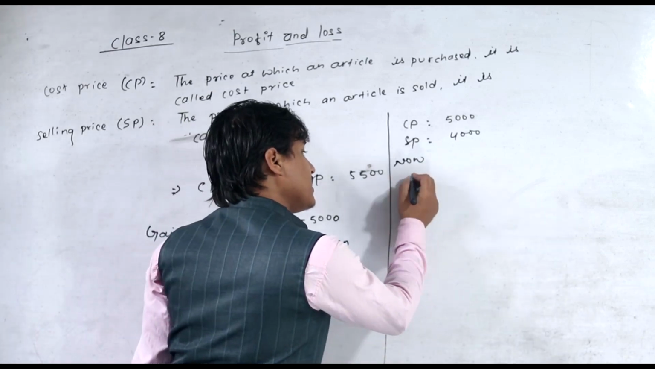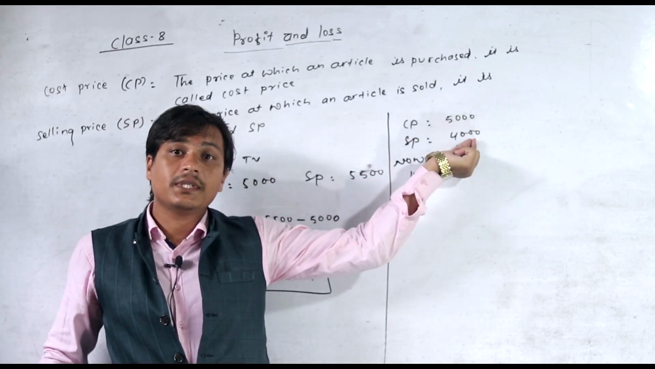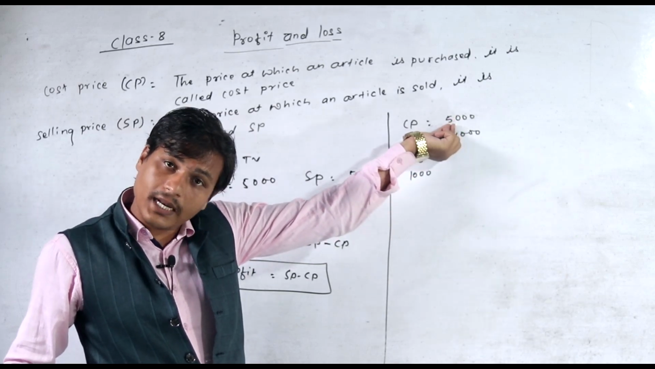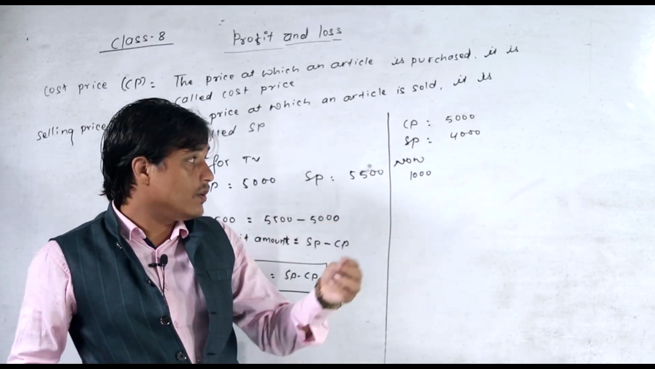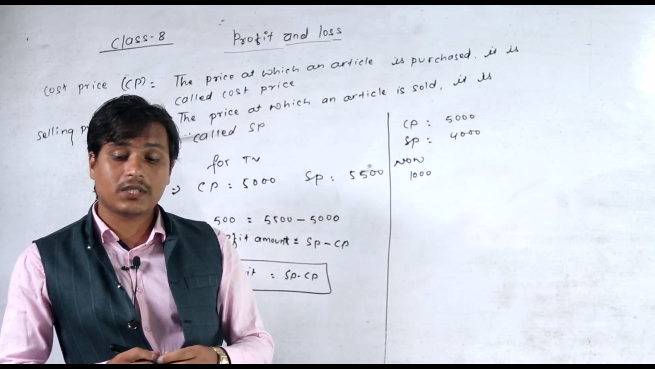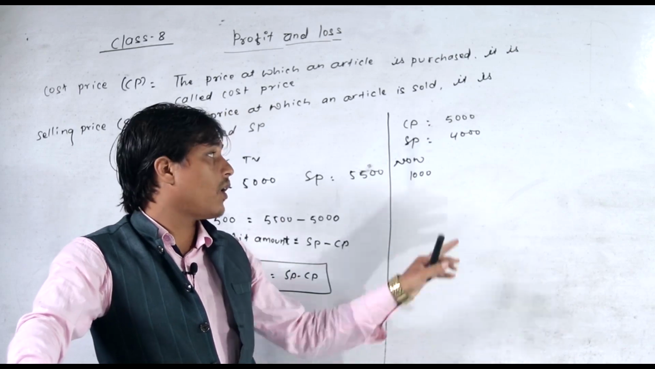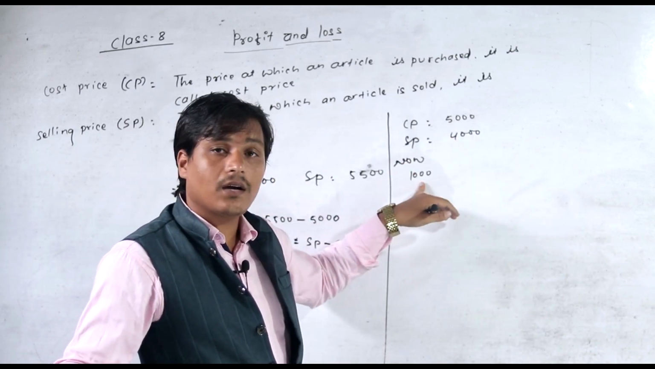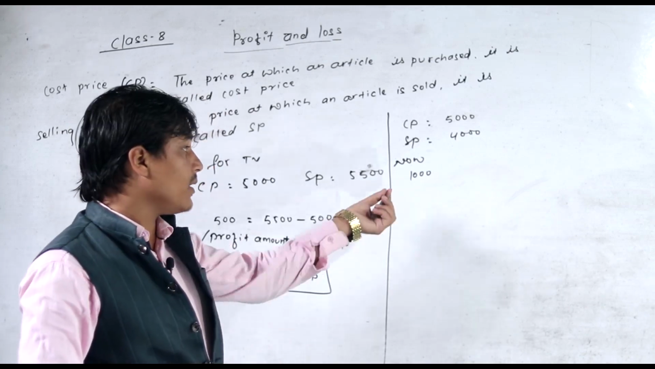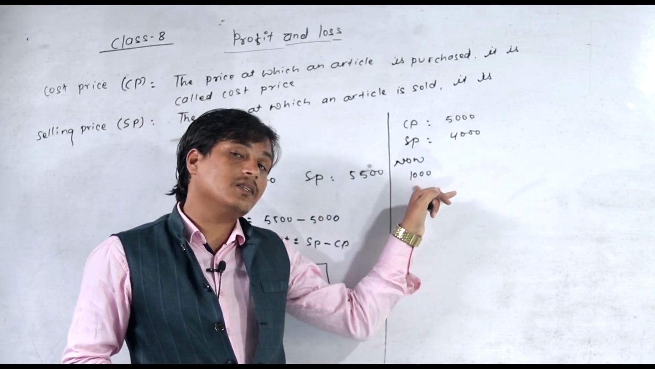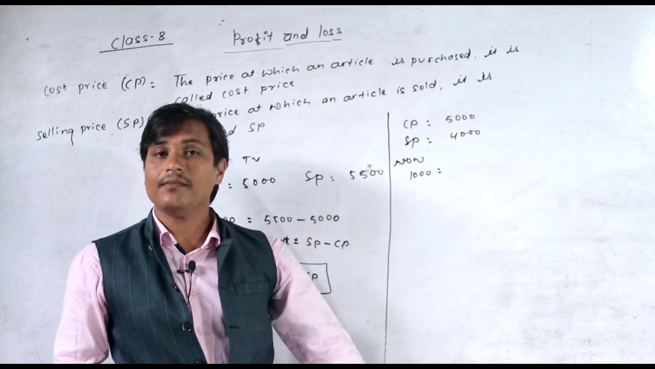So 5,000, that is CP, became 4,000 at the SP after selling the TV. How much of your amount was decreased? That is 1,000. So 1,000 is your loss amount. How can you calculate it? How can you know that your 1,000 amount is lost? You can simply do it by subtracting 4,000 from 5,000.